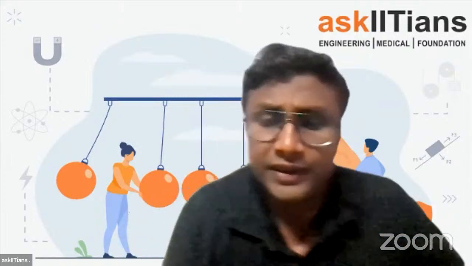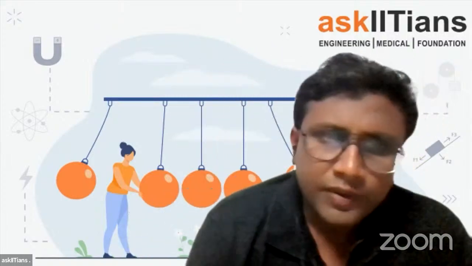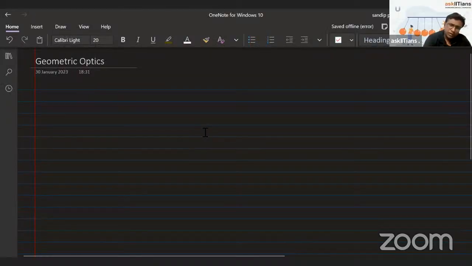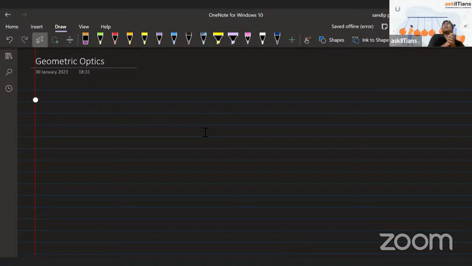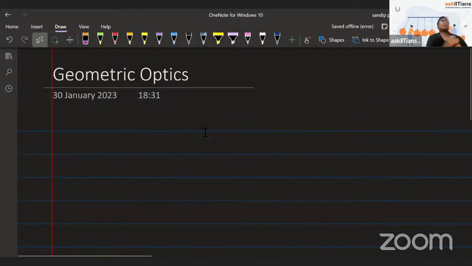That is geometric optics, also known as ray optics, right? So in the last session, we did the first part of the things, we can say, right? All the electrostatics and magnetic chapters we have completed. We have revised all of those.